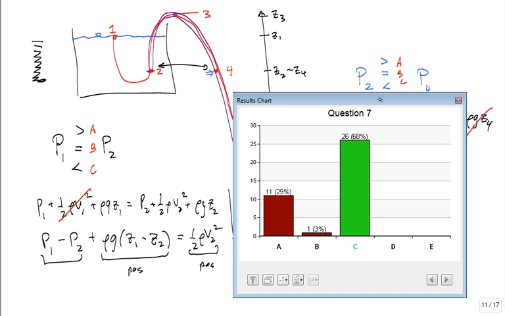Pressure at 2 is less than the pressure at 1. Even, I'll be fun with that. Pressure at 2, yeah. The 68% were saying, yeah, go.